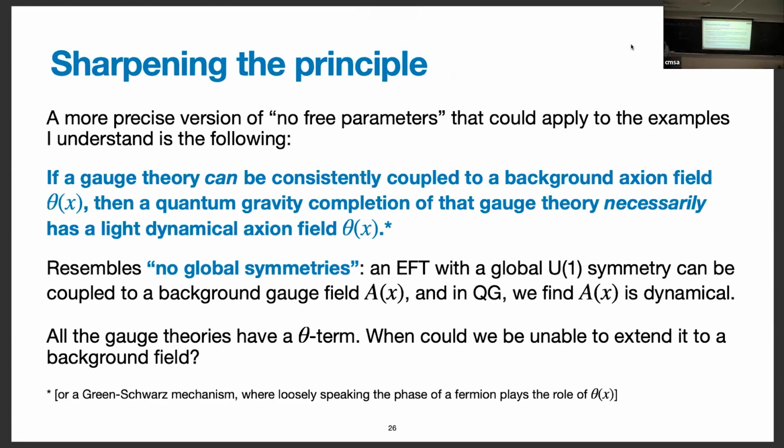Okay, so what I want to propose is that if the gauge theory can be consistently coupled to a background axion, then it will be consistently coupled to a background axion. Again, with some fine print that I'm sweeping under the rug. And this resembles the fact that there are no global symmetries, right? If you have a global symmetry that you could couple to a background gauge field, then in quantum gravity, there must be a gauge field that couples to it. Now, every gauge theory has a theta term, so the question is, when am I not allowed to turn it into a background field that I can couple to?